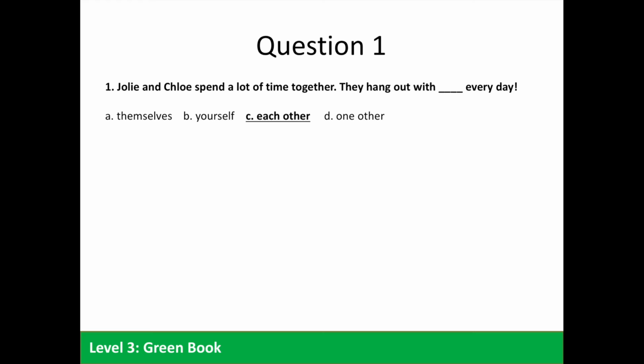Question 1. Jolie and Chloe spend a lot of time together. They hang out with blank every day. Again here, if they hang out every day, there's a relationship together. So C, the reciprocal pronoun each other, is the correct answer.